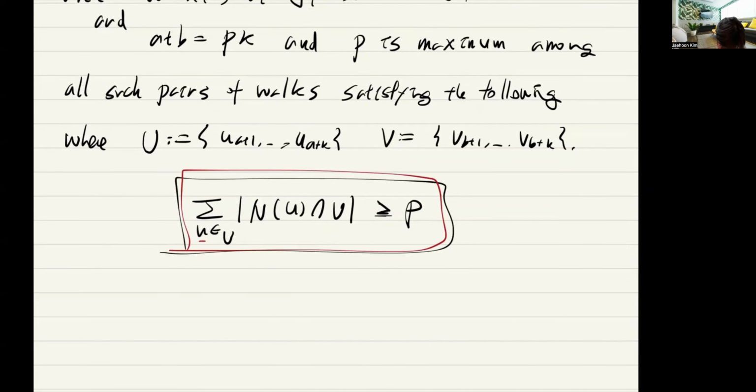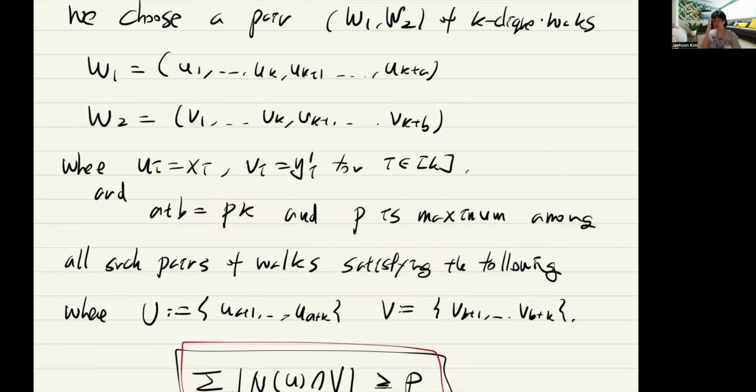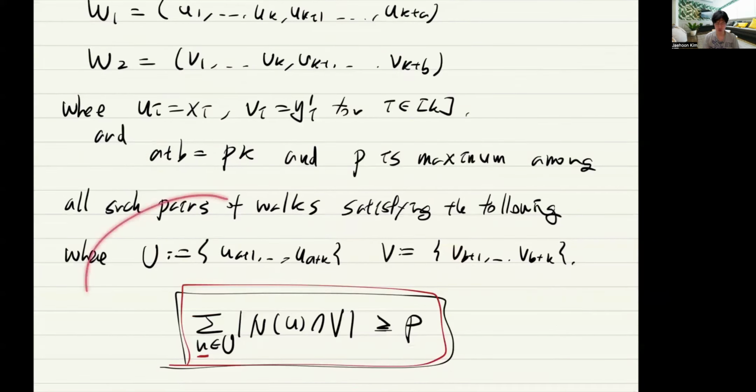So for each vertex U in this U, you count how many edges it sends to V. And that's bigger than your total length divided by K. So you choose all such walks, and then out of them you choose the one with the largest P.